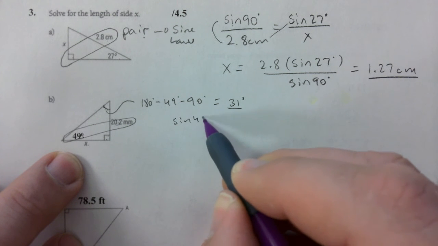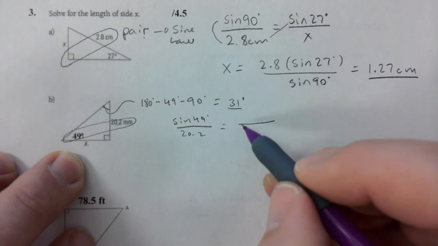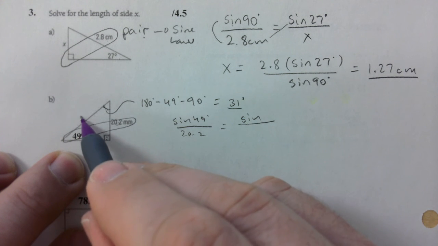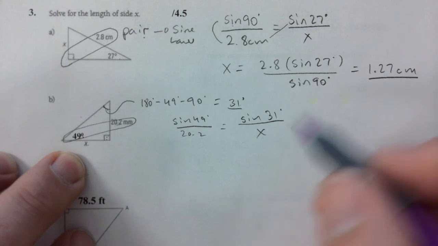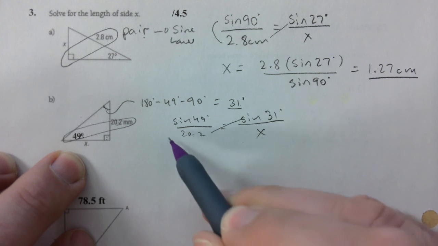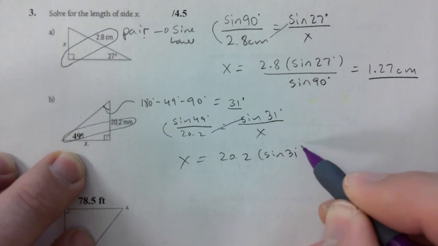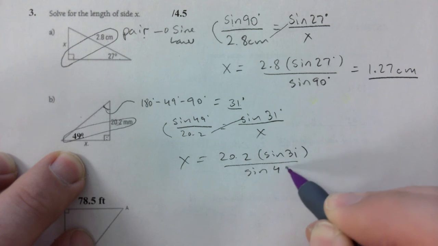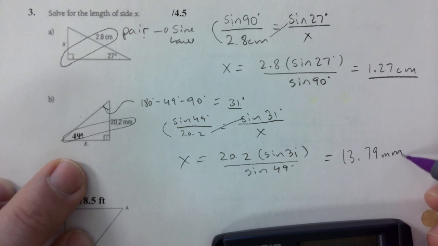So we go sine of 49 over 20.2 is equal to sine of, not 90, because then you'd be finding this side, sine of 31 over x. Okay, and you cross multiply and divide there, so you go 20.2 times sine of 31 divided by sine of 49. And what is that equal to? Almost done, guys, almost done. Hang in there. Millimeters.